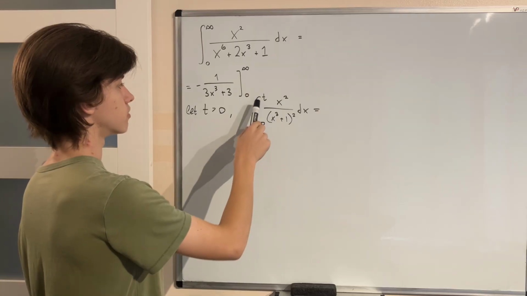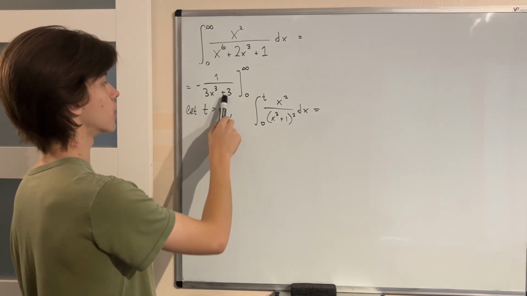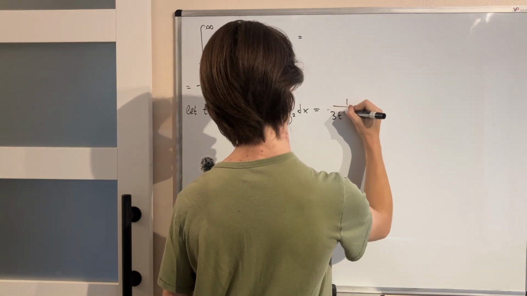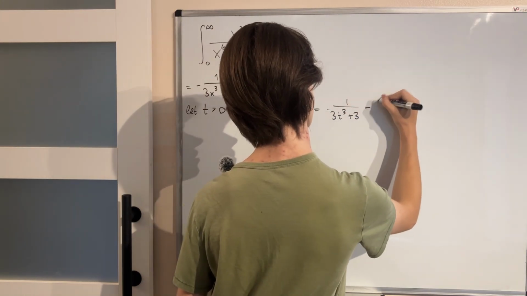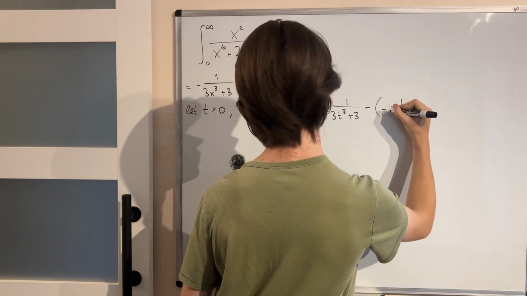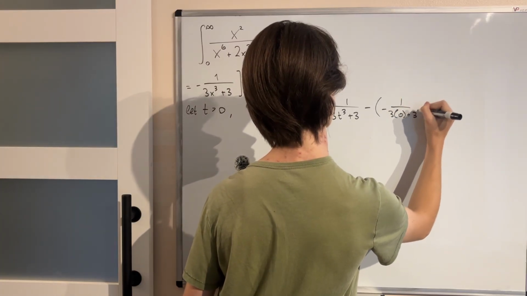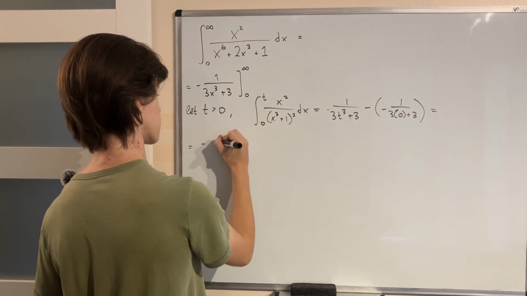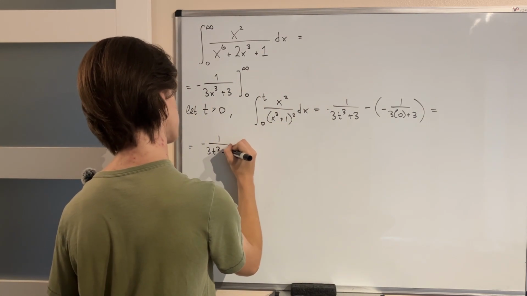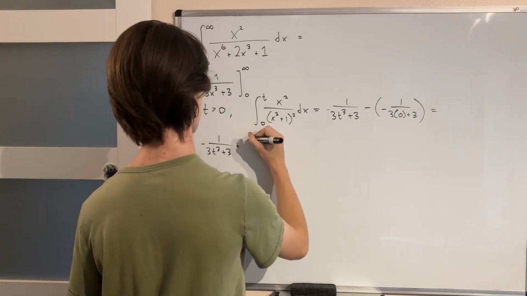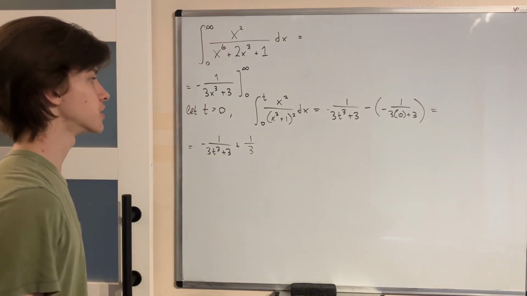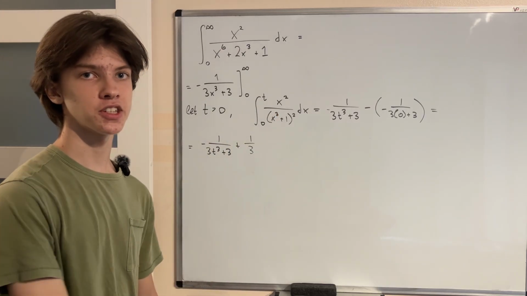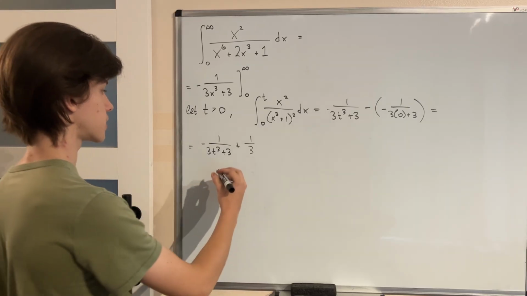We subtract the lower bound from the higher bound of the antiderivative to get minus 1 over 3t cubed plus 3 minus, then again, minus 1 over 3 times 0 plus 3, which is just going to equal the same minus 1 over 3t cubed plus 3, plus 1/3. So now that we have this integral for a general upper bound of t, we just take the limit as t approaches infinity of this integral.